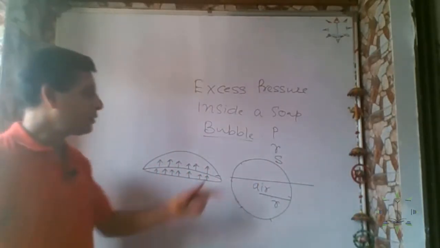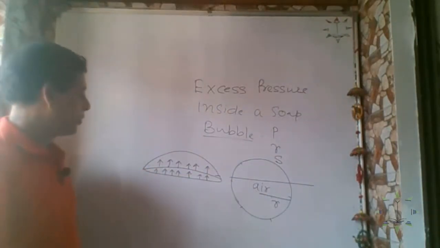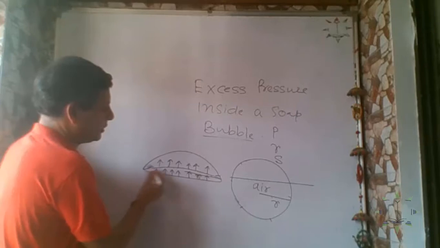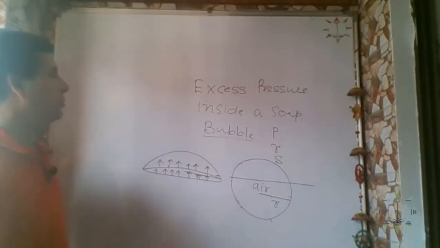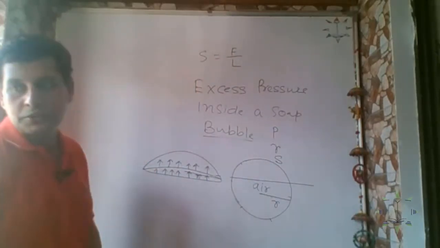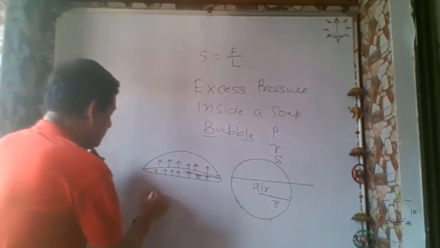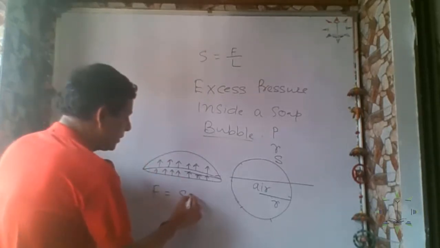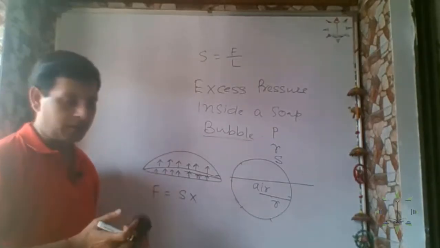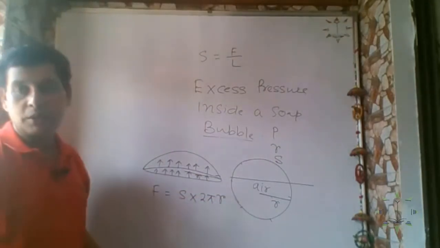So we are finding the relation between these. How much is the force acting? If R is the radius, then the perimeter, the total length, will be 2 pi r. I told you that surface tension is force per unit length. So what will be the force? Force because of surface tension is surface tension into length. Length means length of the periphery, length of the circumference. If the radius is r, then the circumference is 2 pi r. So this is the force due to the surface tension.